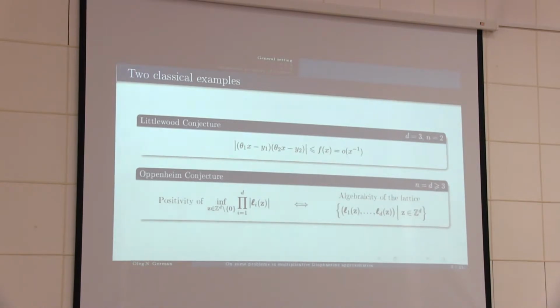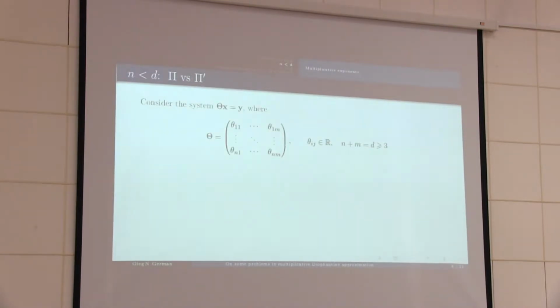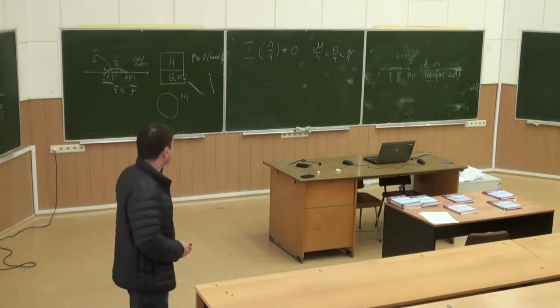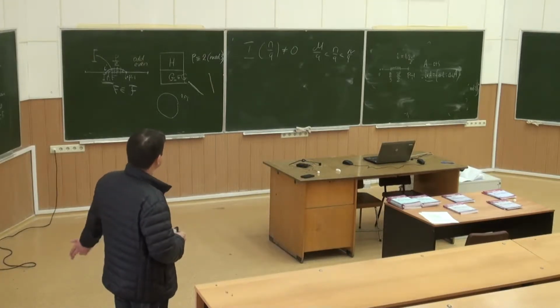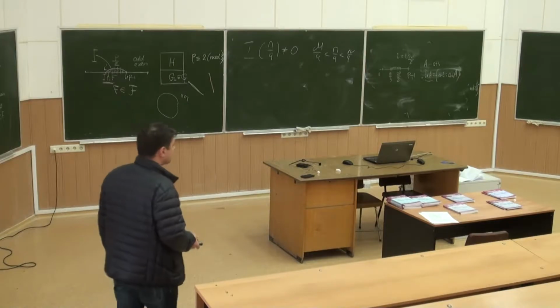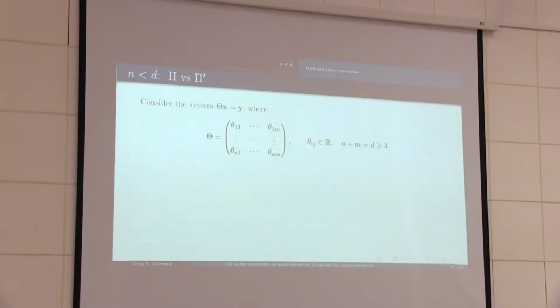Anyway, look, here we have two numbers, right? So actually, we're looking at a two-dimensional vector. And let us consider the case when n is strictly less than d. And consider the following very classical point of view. Let us consider the following system of linear equations, and ask how well the space of solutions to the system can be approximated by one-dimensional integer subspaces.